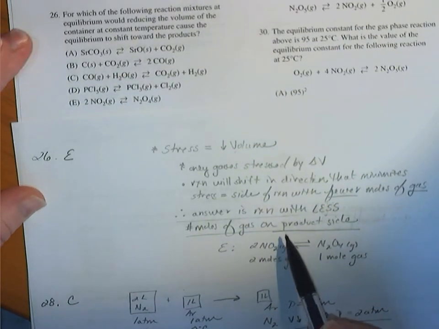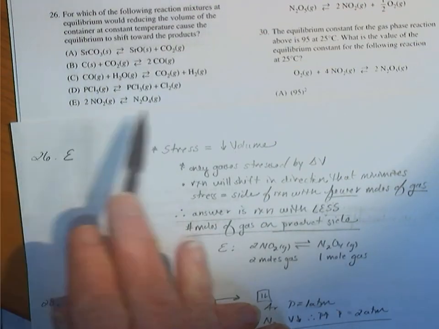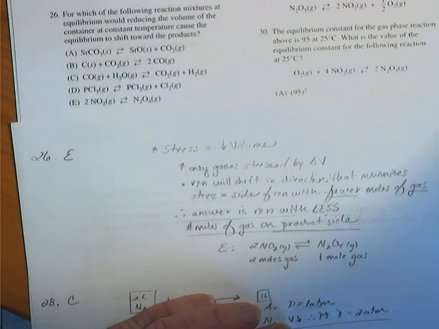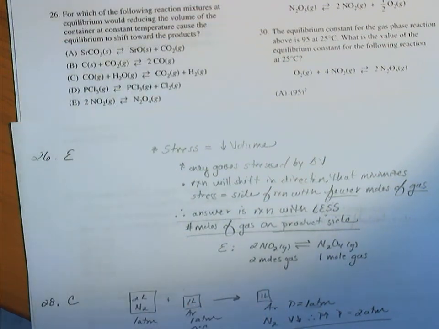You have 2 moles of gaseous reactant to 1 mole of product. Otherwise, there's an equal number of moles in the reactant and product side, or more moles of gas on the product side, like in D. So E is the only choice.